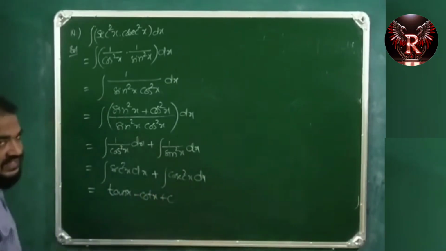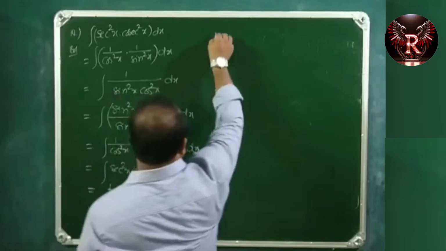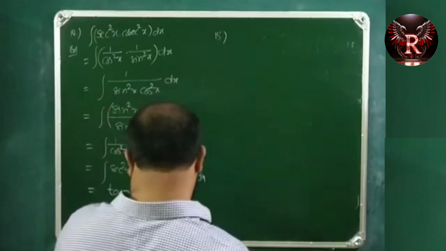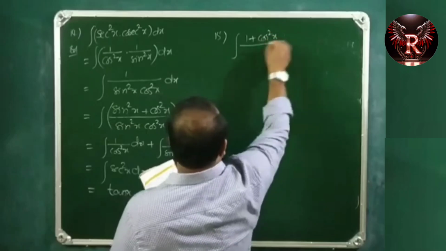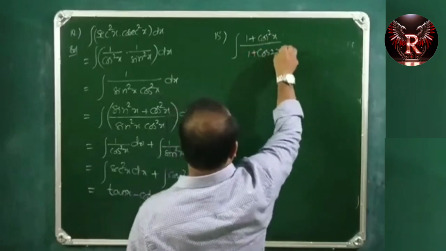Integral secant square x dx is tan x, minus integral cosecant square x dx is minus cot x, plus constant of integration c. The next question is the integral of 1 plus cos square x by 1 plus cos 2x, dx.